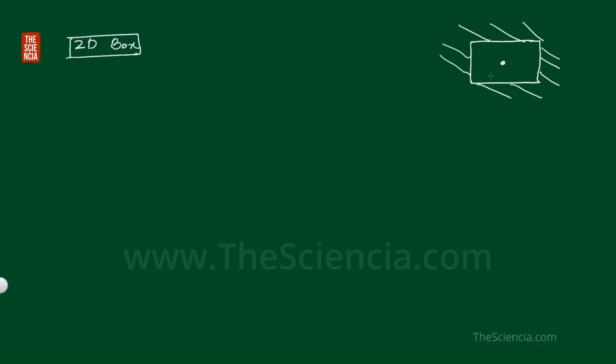Okay, so there are some possibilities of stationary waves. It can move in this direction and make a stationary wave in this direction, or it can move in this direction and make a stationary wave in this direction. So these are the two possibilities.